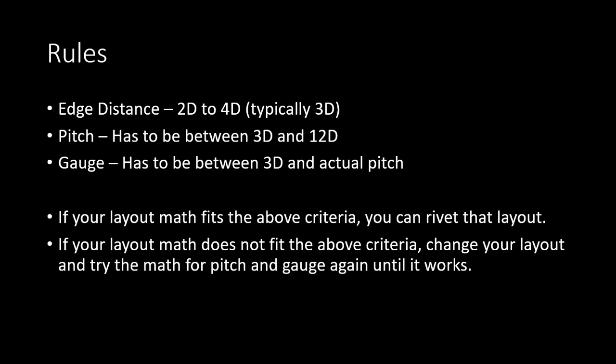So I have to make sure that I fit these rules. As long as my edge distance is anywhere from 2 to 4D, my pitch is somewhere between 3D and 12D, and my gauge has to be somewhere between 3D and actual pitch. Gauge will always be smaller than pitch, the same or smaller.